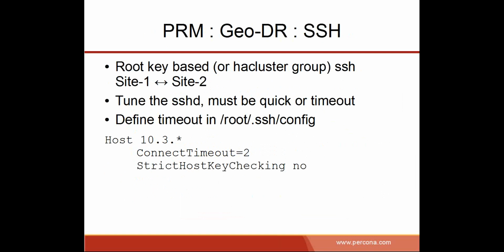So I usually put in the .ssh directory the config file there. I put entries like this. All my nodes are on the 10.3 network. So I put ConnectTimeout equal 2. So if after 2 seconds I've not been able to connect to the remote host, I just time out. Very important. And I don't want to have issues with having to accept a host key, so I disable strict host key checking.